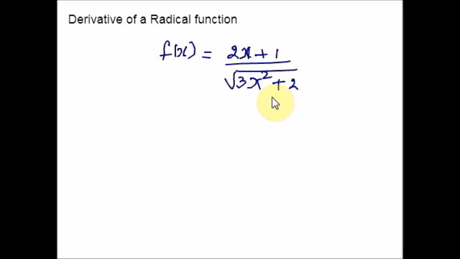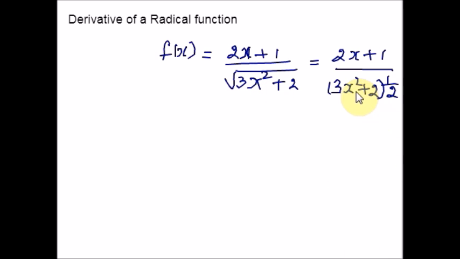So first replace the radical by the proper fractional exponent. We know that square root can be written as exponent 1 over 2. So at this point a decision is in order. This problem may be solved by either writing f of x as 2x plus 1 over 3x square plus 2 raised to 1 over 2, or by just applying a theorem in the denominator and then applying another theorem for the quotient.